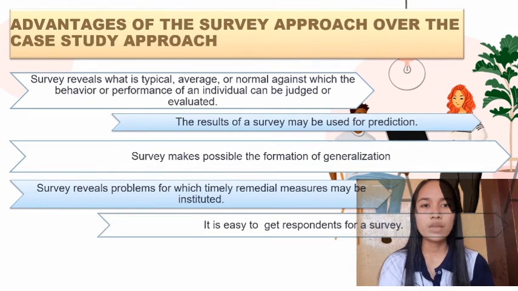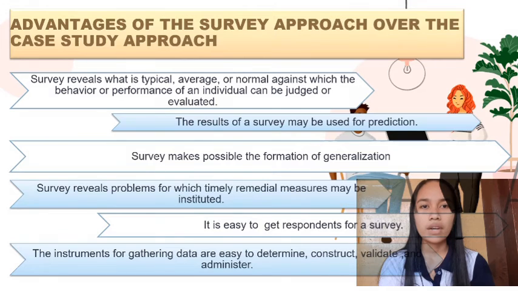It is easy to get respondents for a survey because it is easy to answer and people won't hesitate to answer, because it's just like a checklist, which is so easy to answer. The instruments for gathering data are easy to determine, construct, validate, and administer.